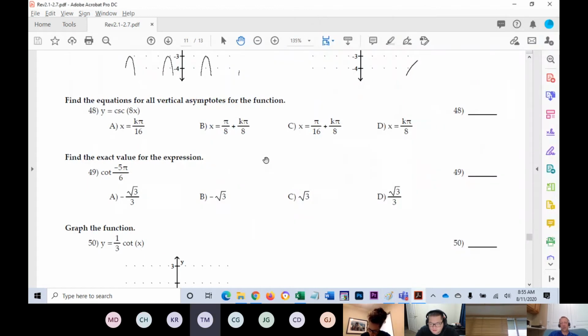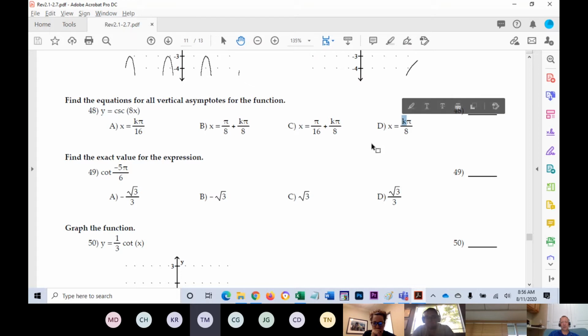Decide if B and D are different. I think the answer is D. Actually, these are pretty similar. What's the difference between them? If K is 0, you're going to get pi 8ths here. Oh, you're not going to get 0 though. This one leaves off the 0, whereas D would work.